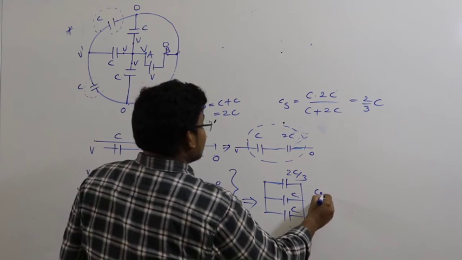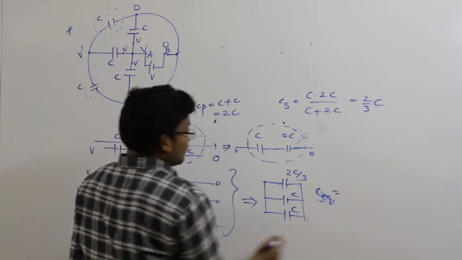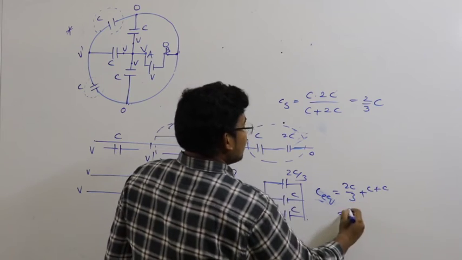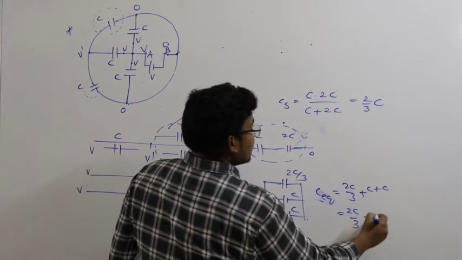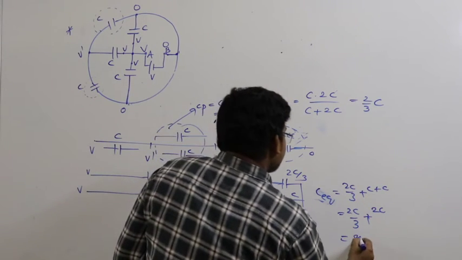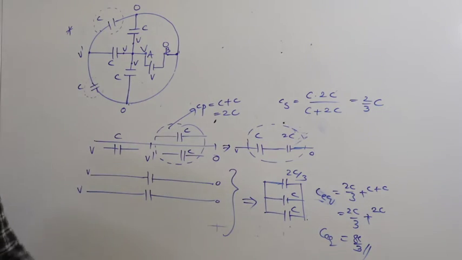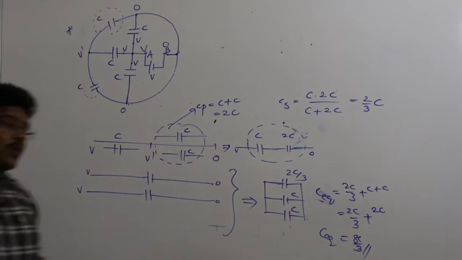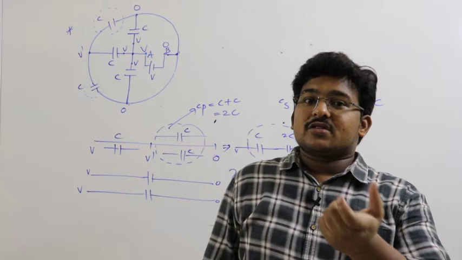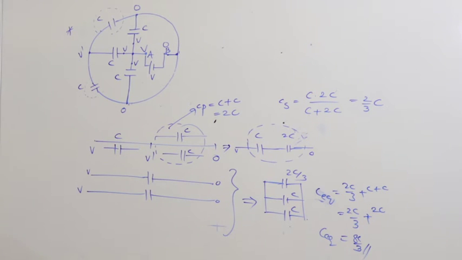Now what is the equivalent capacitance? Equivalent capacitance C equivalent is equal to the sum of all, meaning 2C by 3 plus C plus C. So it will be 2C by 3 plus 2C. What is this? 2C by 3 plus 2C will be 8C by 3. So this is the equivalent capacitance for the given circuit. So here what we are doing is just identifying the endpoints of the capacitor, the potentials across the capacitor, right? We will do one more.